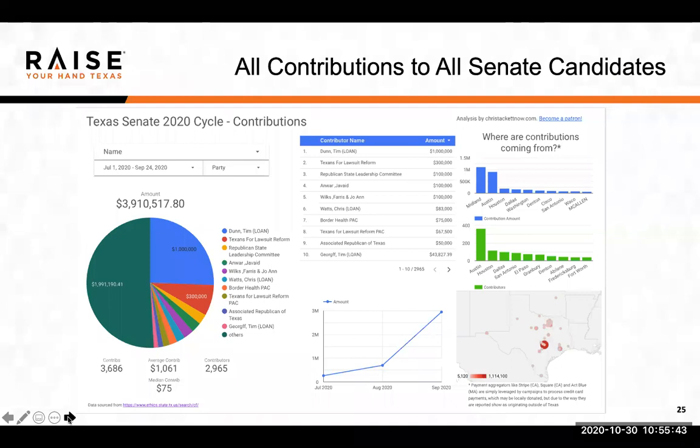All right, let's go back over to the pie chart on the left. Let's break it down a little bit further. The number of contributions is 3,686, but the number of contributors is less than that. It's 2,965. The average contribution is a little over $1,000 and the median is $75. So this is an all picture.